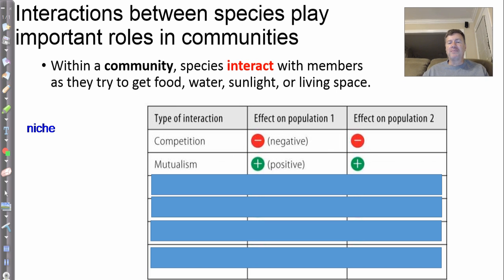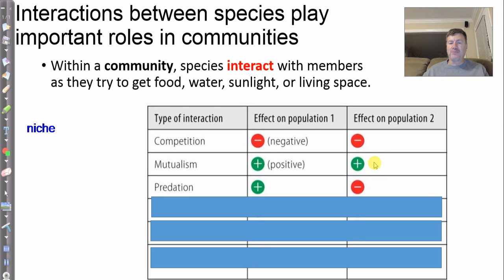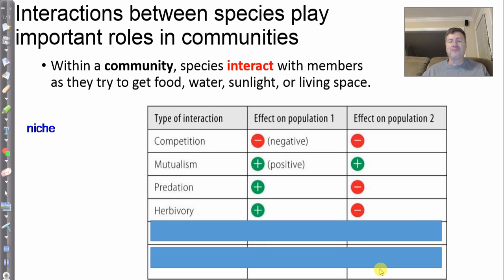Mutualism is a positive negative relationship. I'm sorry, positive positive. That is, one species benefits as does the other. We'll consider an example. Predation is where one benefits and one does not. This one's easy to understand. The predator wins, it's going to benefit, it's going to get food. The prey is going to be the food. So that's not a positive interaction for the prey.